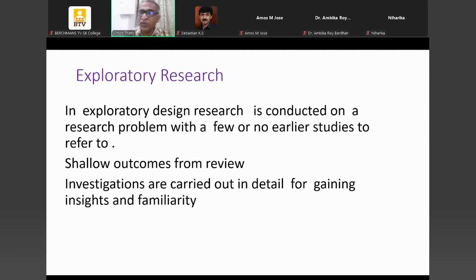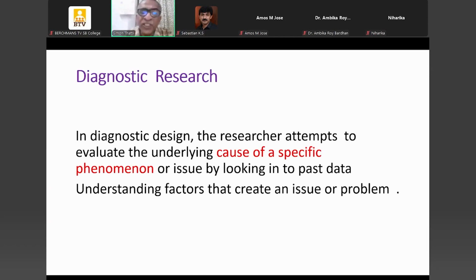Now, based on this, we'll again do a recap of this when we look at the tools, look at the process, look at answering research questions, which is something we will do further on. Now look at this, diagnostic research. What is this doing? It is a diagnostic design when the researcher is attempting to evaluate the underlying cause of a specific phenomenon or issue. That's why it is called diagnostic, something similar to what happens in medical research.